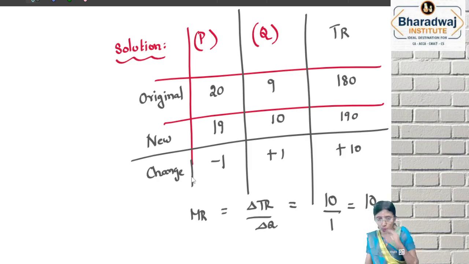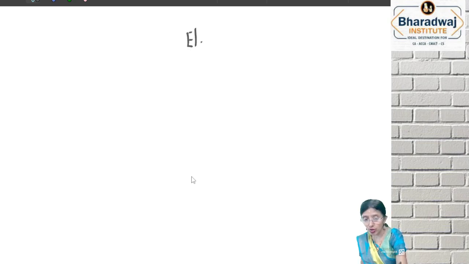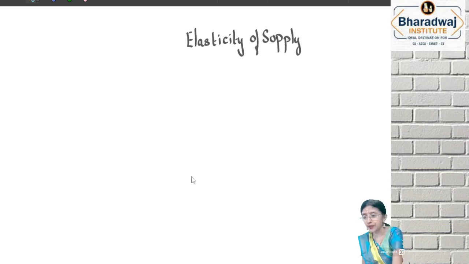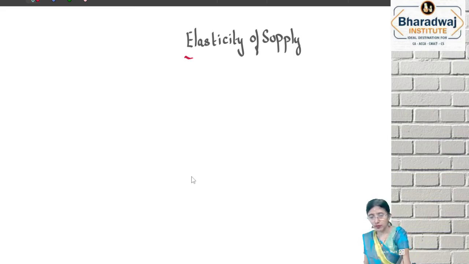Okay. Now, I thought here we can also do a sum on elasticity of supply. So this morning we saw all the formulaic expressions. We revised graphs and other things. I thought we would do a numerical on elasticity of supply. Any one method, just for revision purposes. Okay. So we will do the sum.